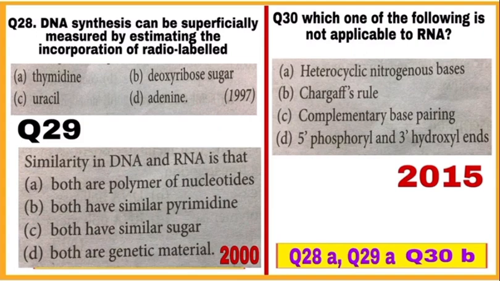Question number 30. Which one of the following is not applicable to RNA? Chargaff's rule is not applicable to RNA, while RNA has heterocyclic nitrogenous base. Sometimes it also has complementary base pairing and it has 5' phosphoryl and 3' hydroxyl ends also. So, answer is B. Mark B as a correct answer.